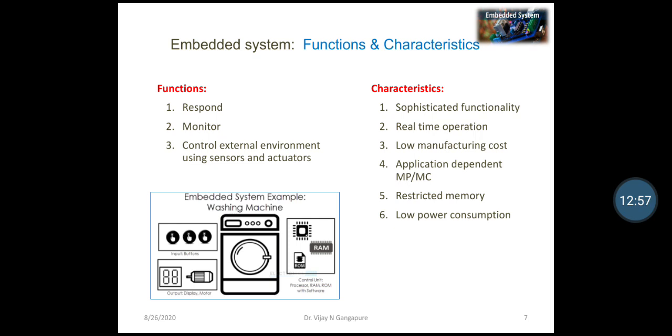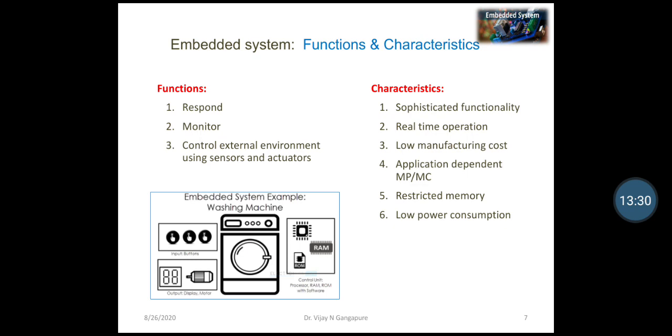That is one of the characteristics of any embedded system. It provides real-time operation. Whatever the time, for example 55 minutes at the start, it finishes the washing operations in 55 minutes. Low manufacturing cost, so this is true with each and every product. Then application dependent microprocessor or microcontroller, that is the embedded processor used inside a washing machine.